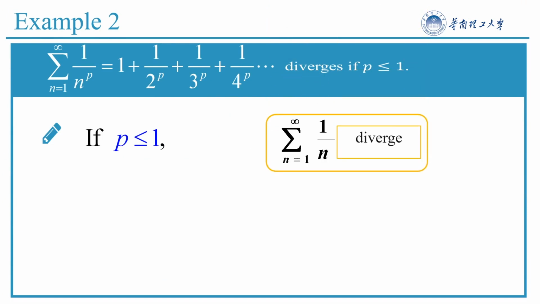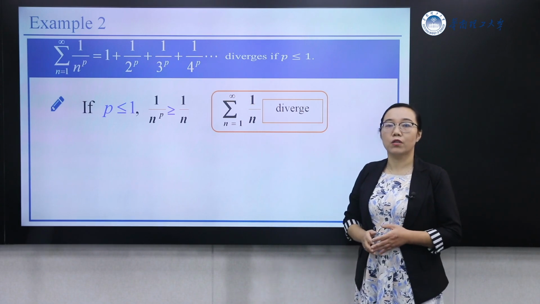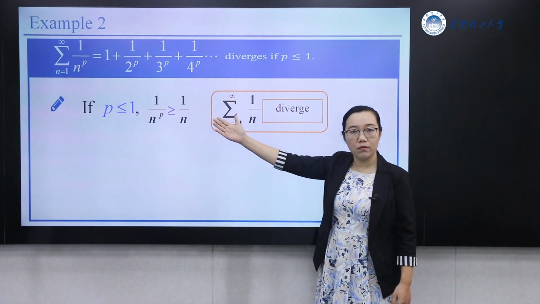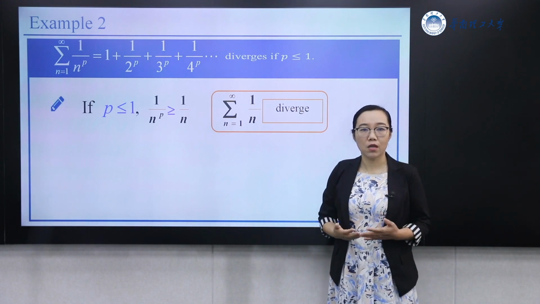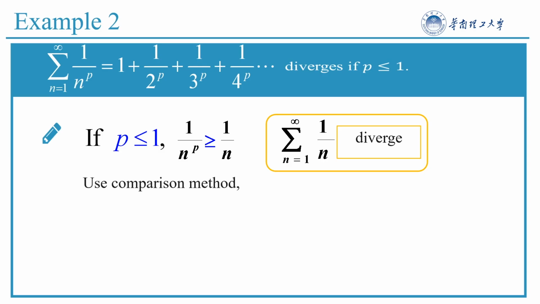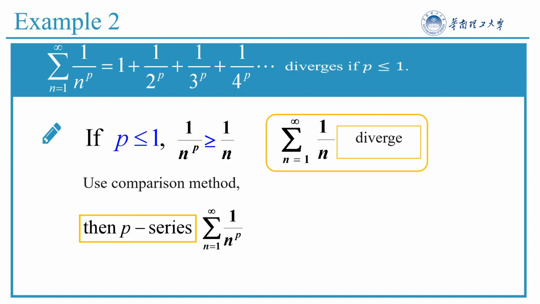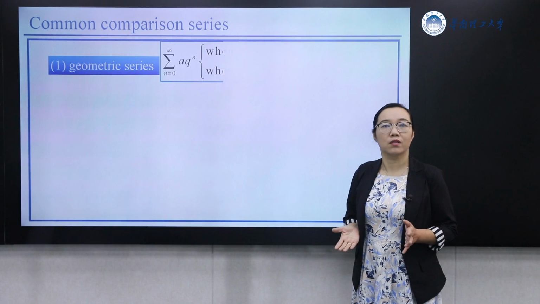Now, let's consider another case, namely, p less than or equal to 1, which means 1 over n to the power p is greater than or equal to 1 over n. In our minds, we already know that the summation of 1 over n is divergent by using the comparison method. Then the p-series is divergent. Now, let's summarize our important series.